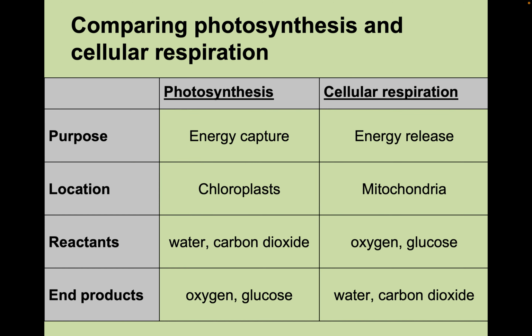So let's compare the two of them. We have the purpose. What are we trying to do with both of these? In photosynthesis, we're trying to capture energy and put it into molecule form. In cell respiration, we're trying to release that energy so we can use it for other things. Photosynthesis happens in chloroplasts. Cell respiration happens in mitochondria. The reactants are what goes in. For photosynthesis, water and carbon dioxide come in, and oxygen and glucose come out. For cell respiration, oxygen and glucose go in, and water and carbon dioxide come out, plus energy.